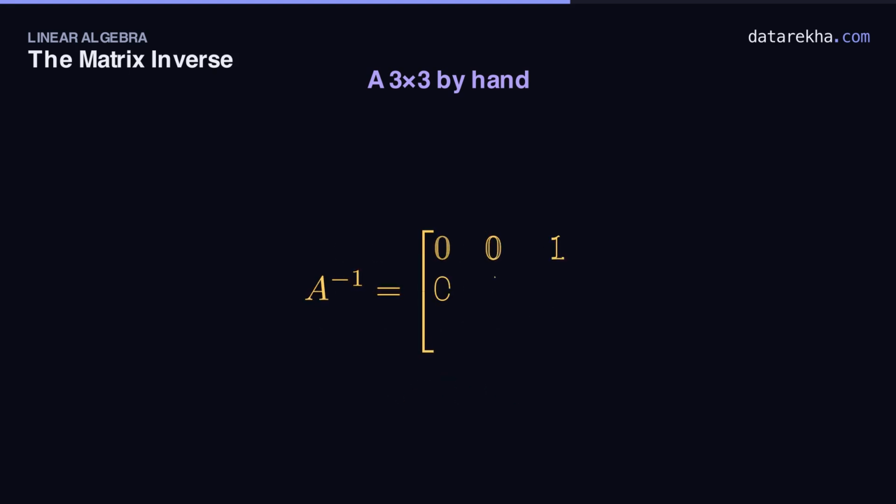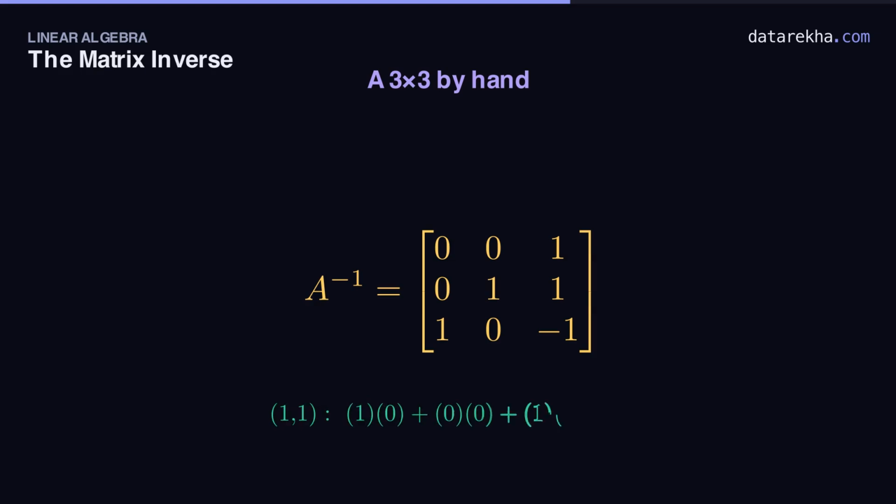And there it is. The left side reached the identity. So by our rule, the right side is now A inverse. 0, 0, 1, 0, 1, 1, 1, 1, 0, -1. We row reduced our way straight to the inverse. No formula needed. Sanity check one entry if you like.